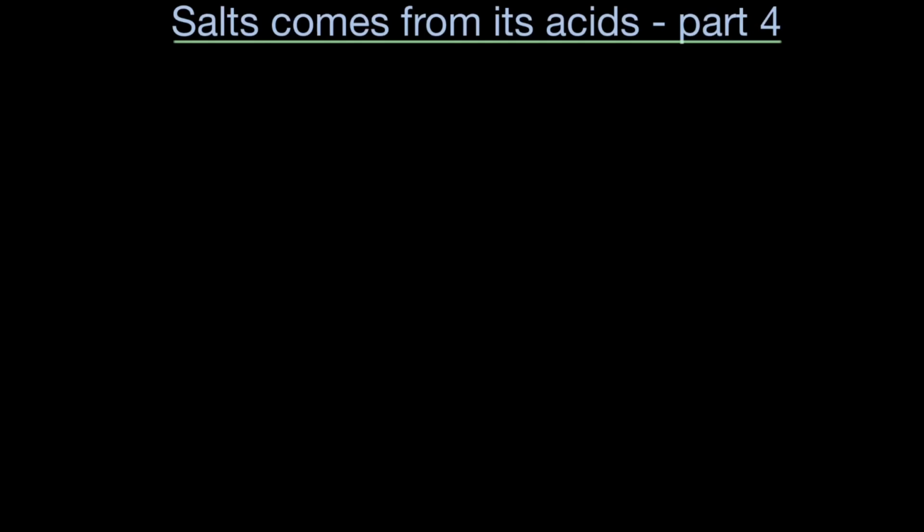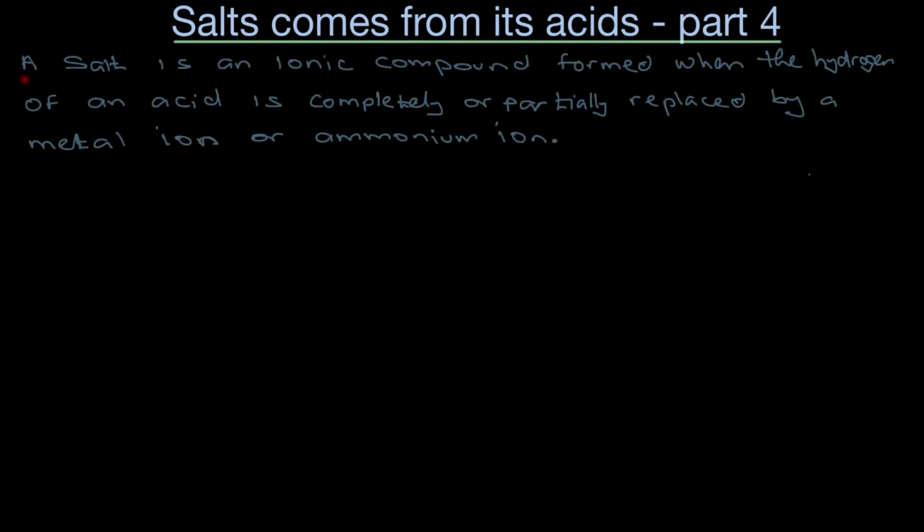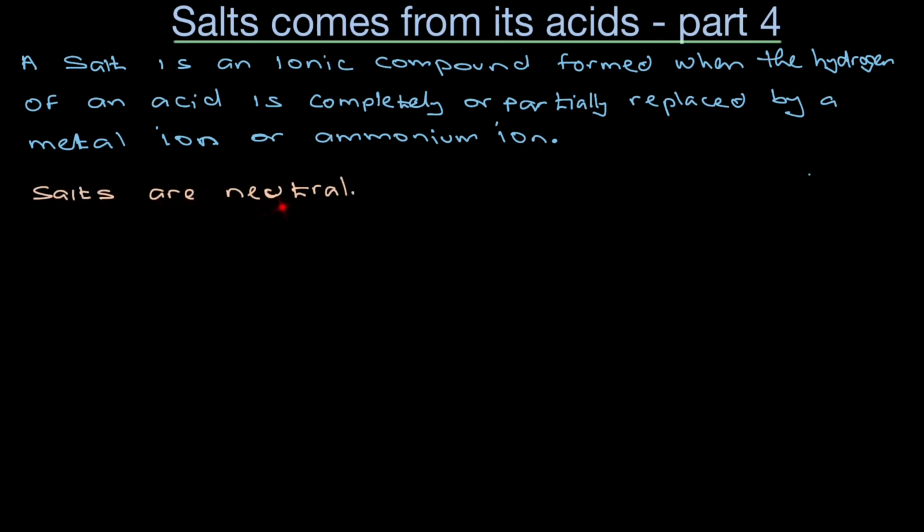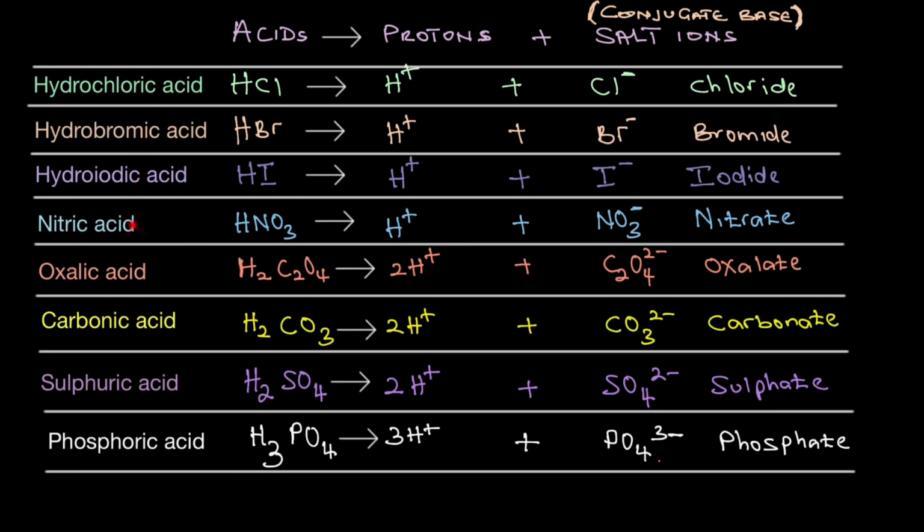What is a salt? Salt comes from its own acids. Part 4. A salt is an ionic compound formed when the hydrogen of an acid is completely or partially replaced by a metal ion or ammonium ion. Salts are neutral. These are acids losing a proton, creating a salt ion. The salt ions are called conjugate bases because they have lost the H+.